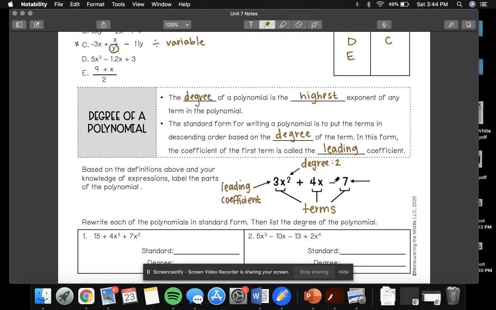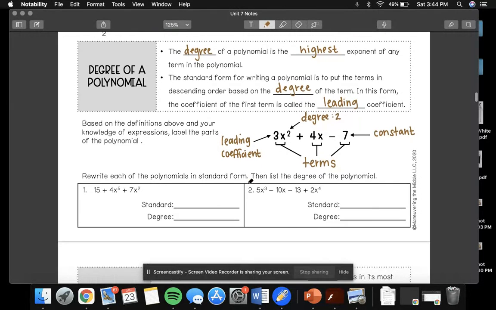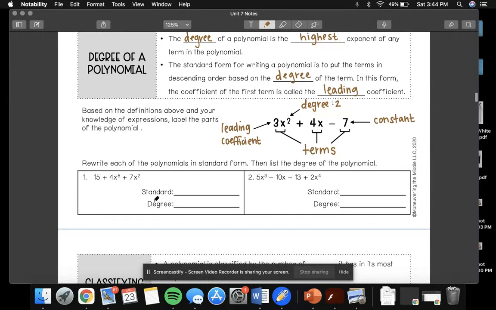And then finally, any numbers that have no variables are just called constants. Okay. So now what we're going to do is practice rewriting polynomials in standard form, which means going from highest to lowest, and then identifying the degree of that polynomial.